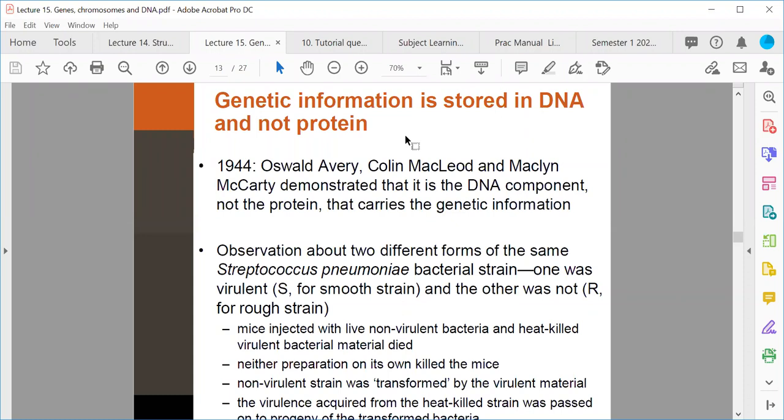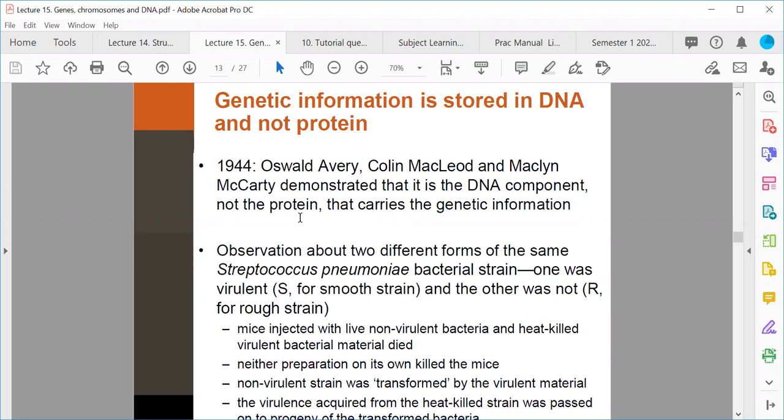Most people at the time thought that DNA was too simple. It was too basic. It only consists of 4 different nucleotides. How can that possibly carry genetic information from one generation to the next? So most people believed that it was the proteins that were associated with the DNA, because there are so many different types of proteins found with the chromosomes. All right, so in 1944, these chaps actually demonstrated that it's actually the DNA, not the protein, that carries the genetic information.